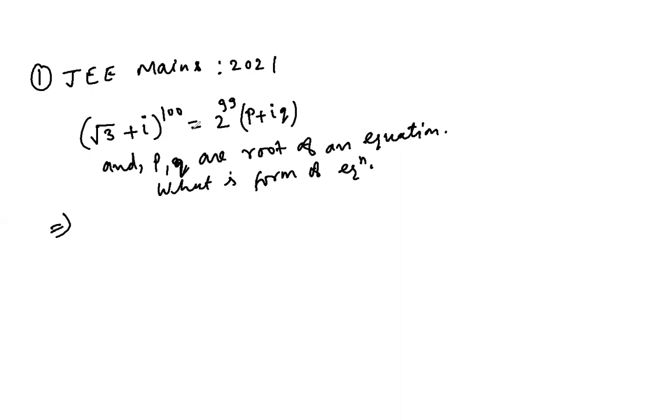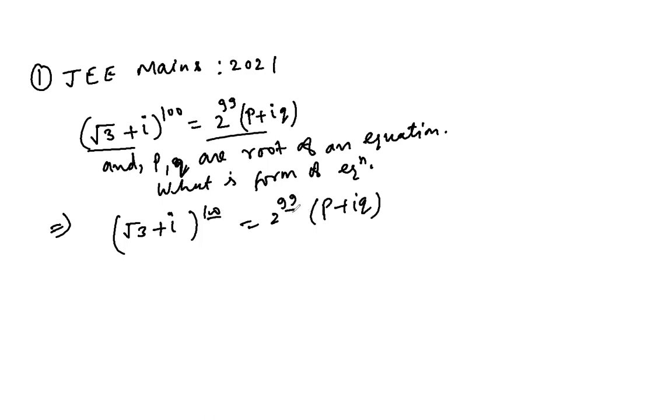You can see this looks very easy if you observe this relation. What can you see here? Root 3 plus iota raised to power 100, and on the right hand side you have 2 raised to power 99 into p plus iota q. So you can say these powers are nearby, and if you try to find some relation, let's say root 3 plus iota, and if you multiply with the conjugate of this one, what will you get? You get 3 plus 1, that is 4, which is equal to 2 raised to power 2. So somehow you have to make a relation here.